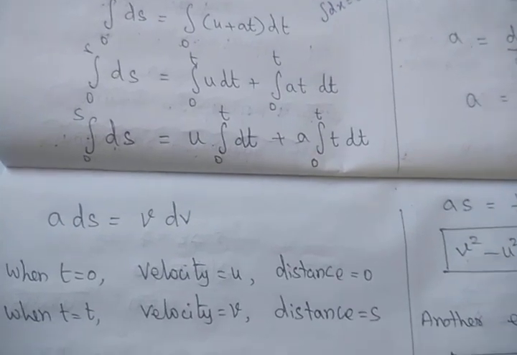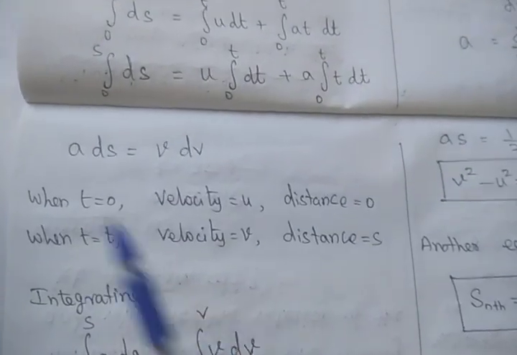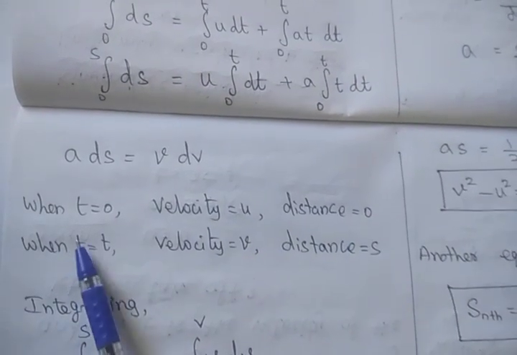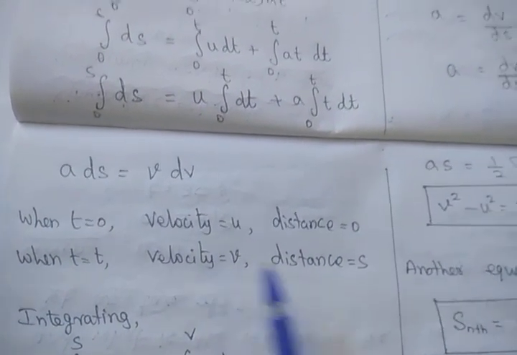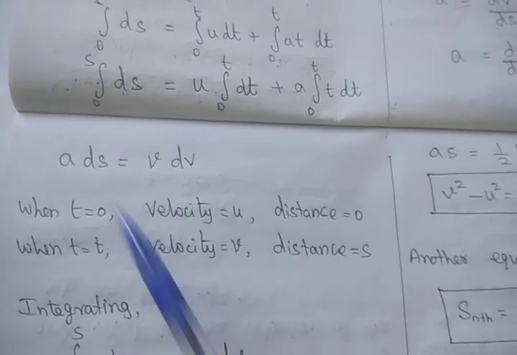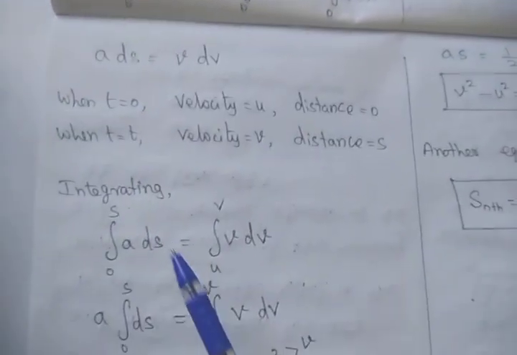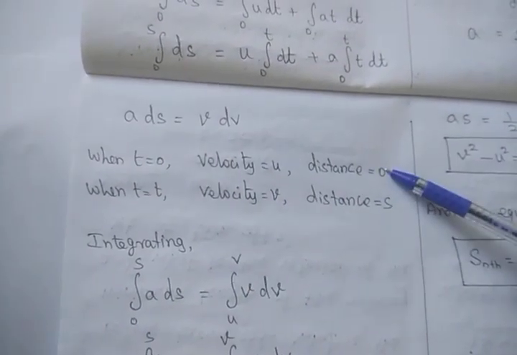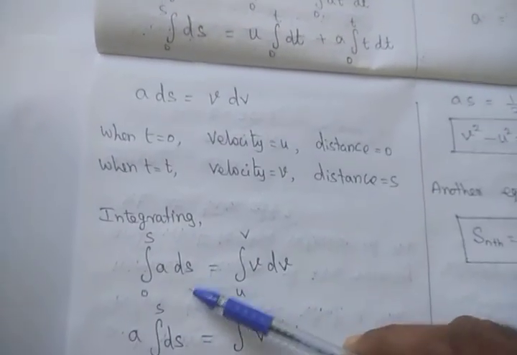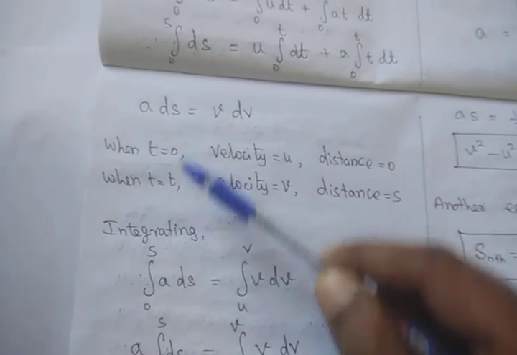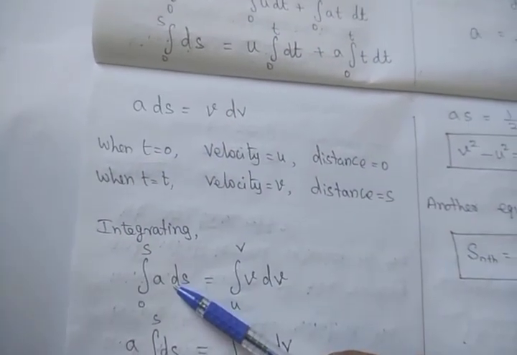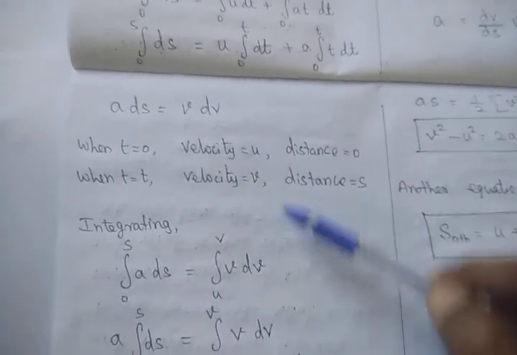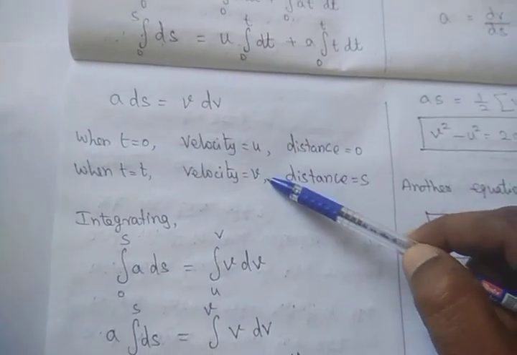As usual, substitute the boundary values. At time t is equal to 0, velocity is u, distance is 0. At time t is equal to t, velocity is v and the distance covered is s. Just integrate on both sides, so integrating with the limits. For ds, the initial point is 0 and the final point is s. Just substitute: a into ds is equal to the integration of v into dv. What is the limit? Initial point u and the final point v.